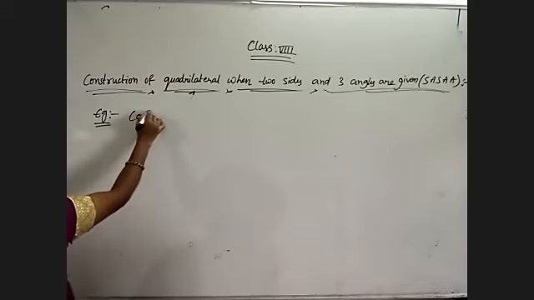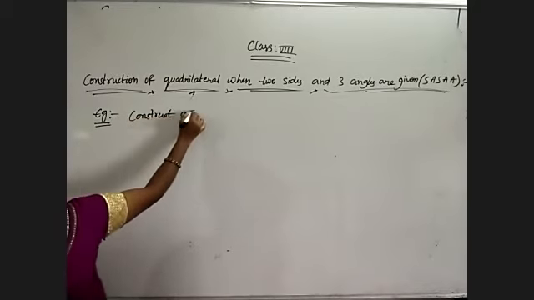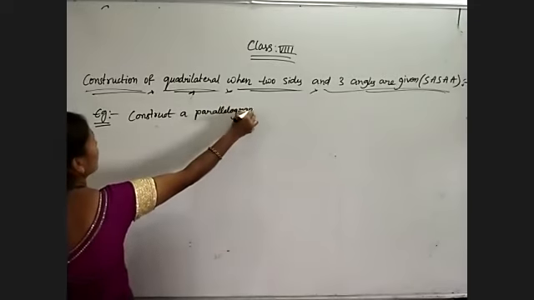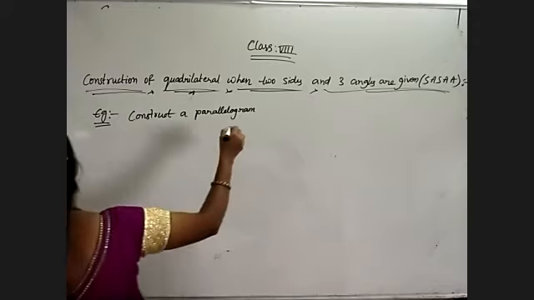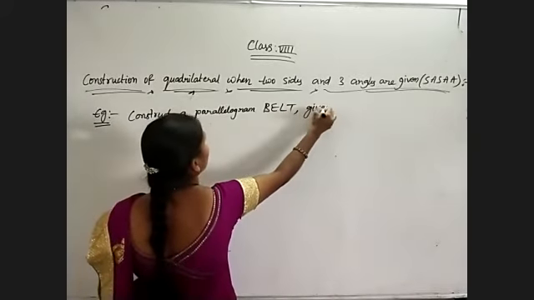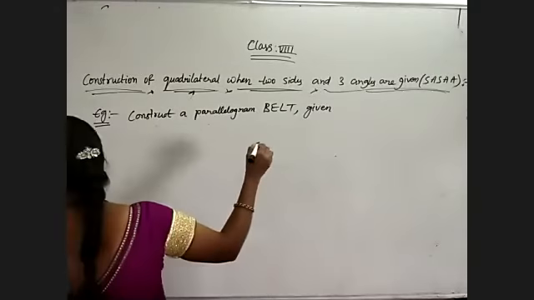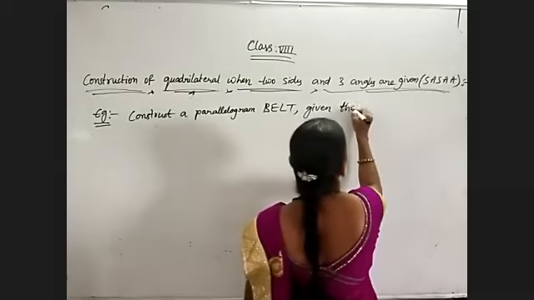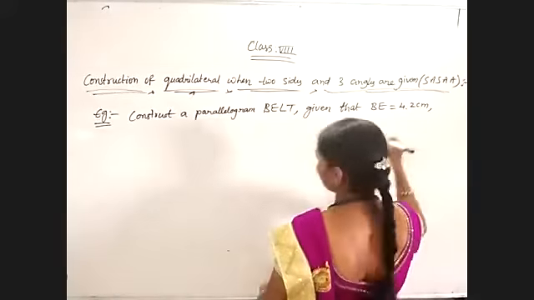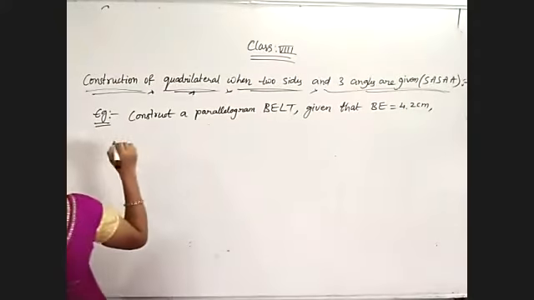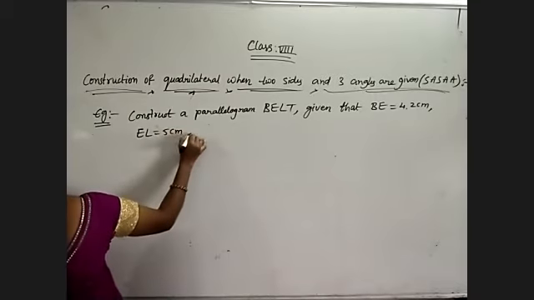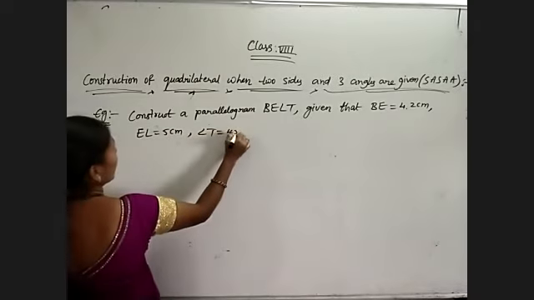Construct a parallelogram. Okay, construct a parallelogram BELT, given that BE is equal to 4.2 centimeters, EL is equal to 5 centimeters, and angle T is equal to 45 degrees.